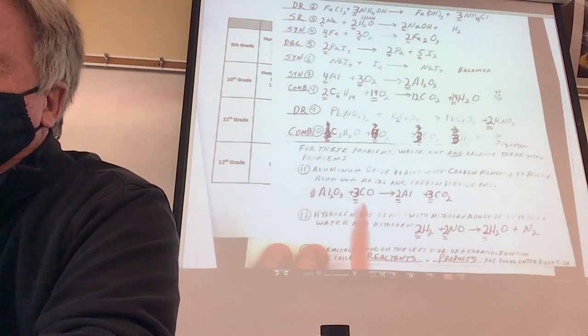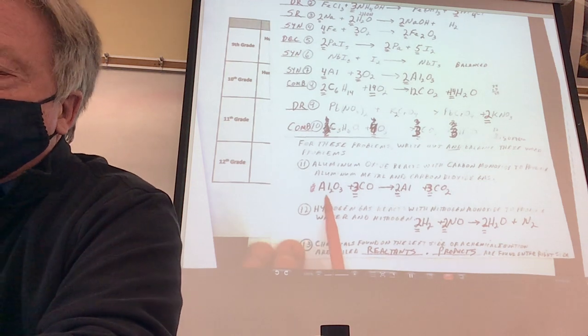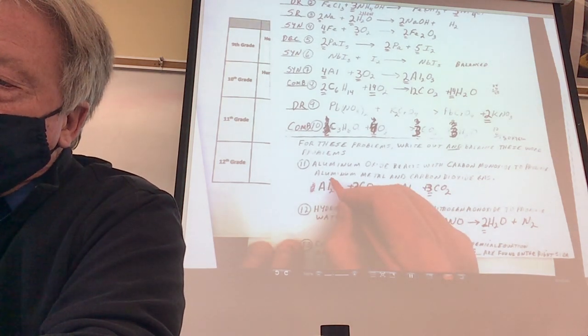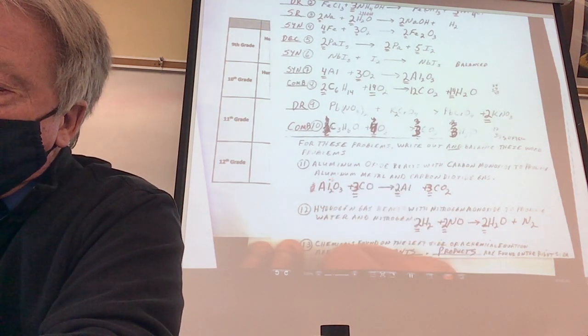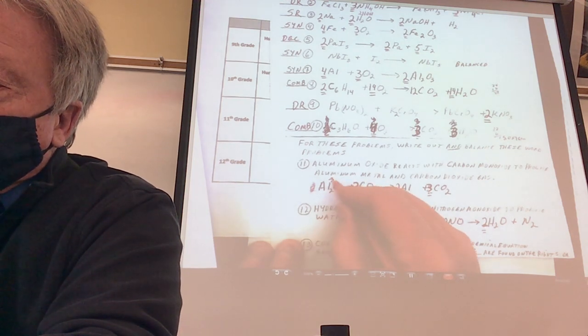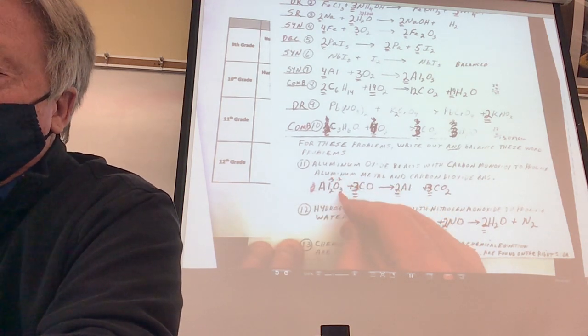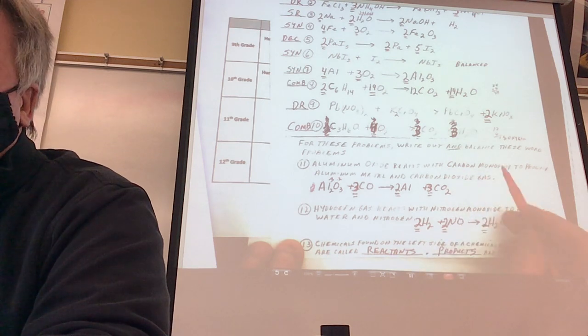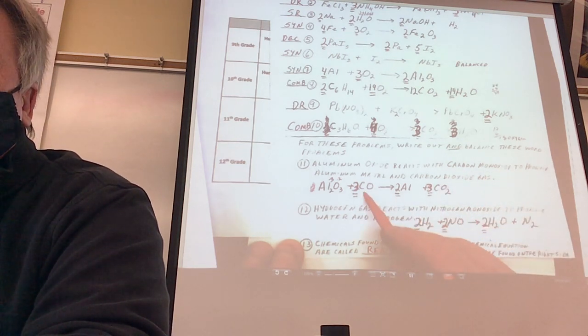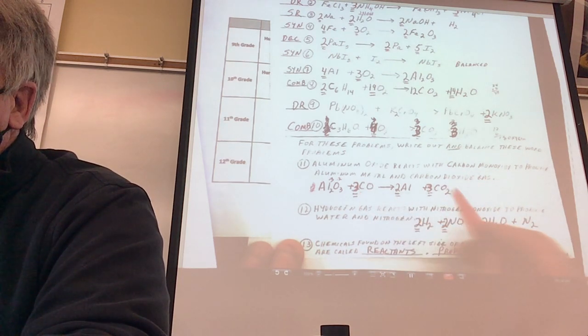But here, aluminum oxide, aluminum's plus 3, isn't it? Isn't that right? And oxygen is minus 2. And so that's why you have to have that. Carbon monoxide. Isn't that it? And then we have aluminum and carbon dioxide.